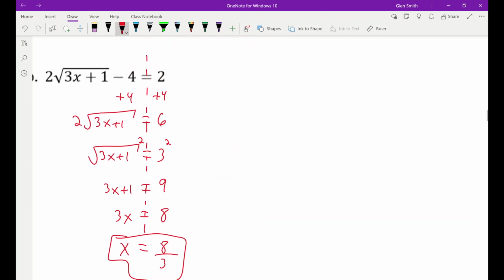And again, just to double check, which is always a good idea when you're taking a major test or just want to know if you're correct, I need to plug this back in and make sure it works. So that will be 2 times the square root of 3 times 8/3 plus 1 minus 4. And my question is, does that equal 2?